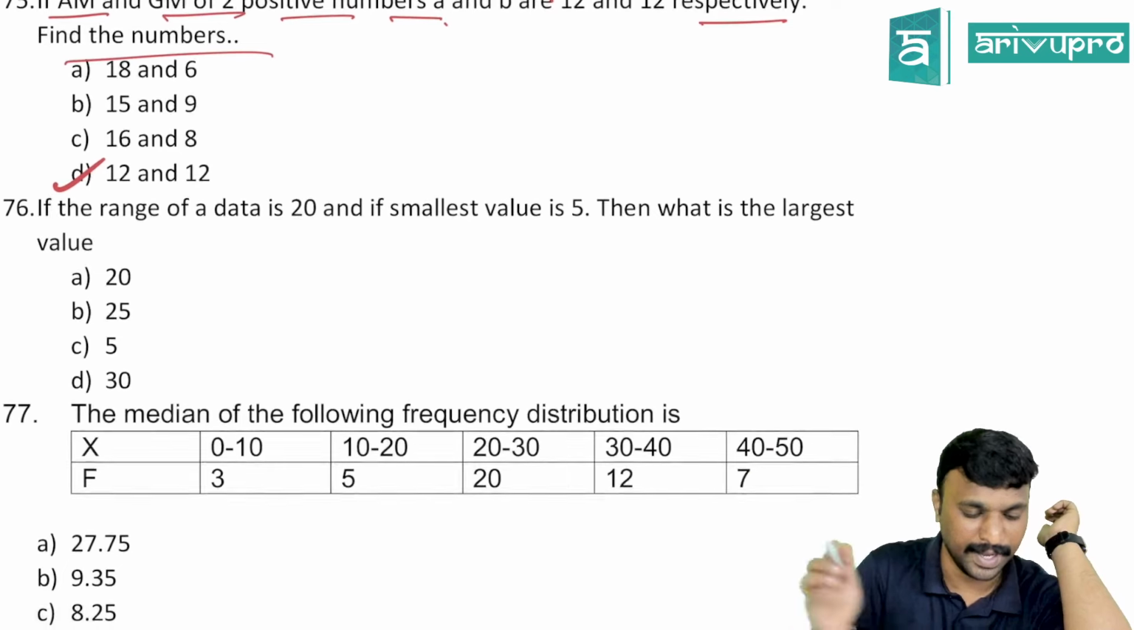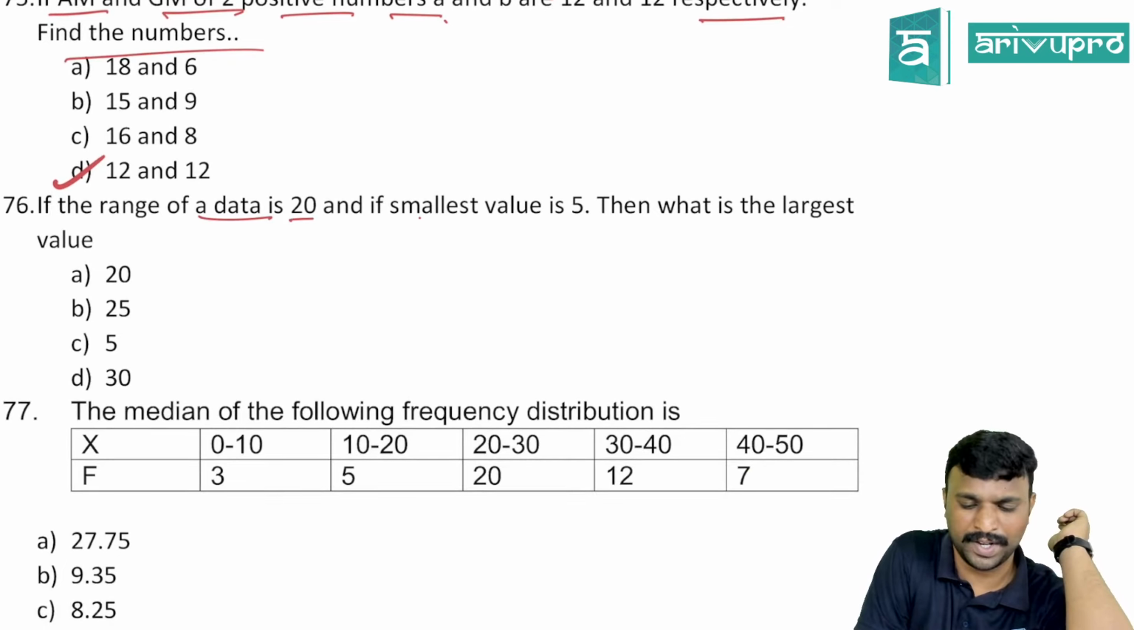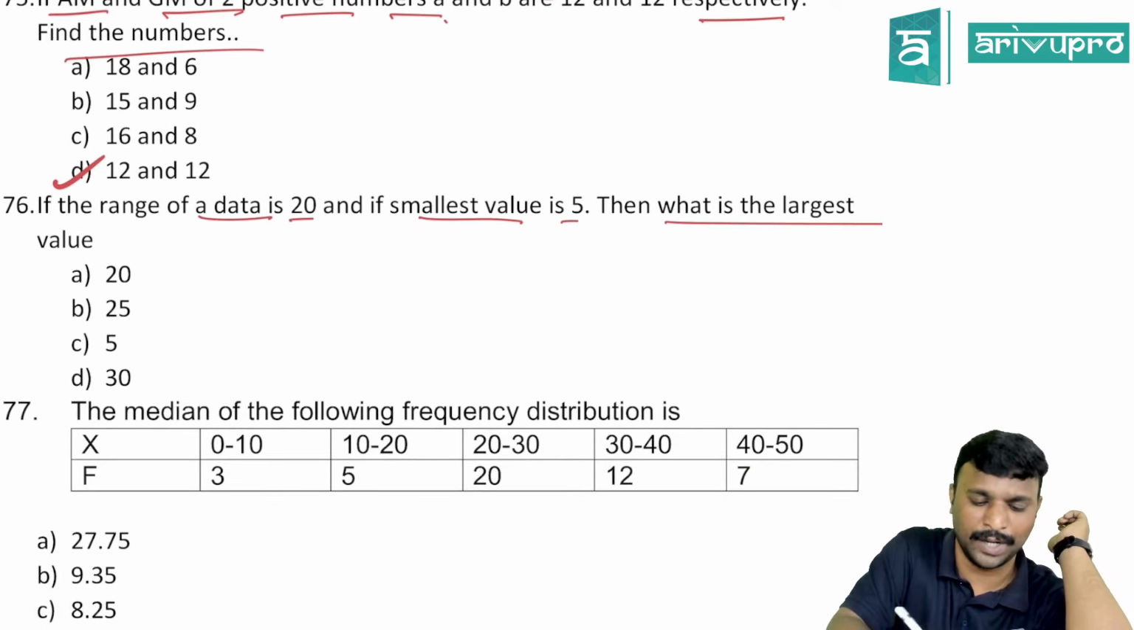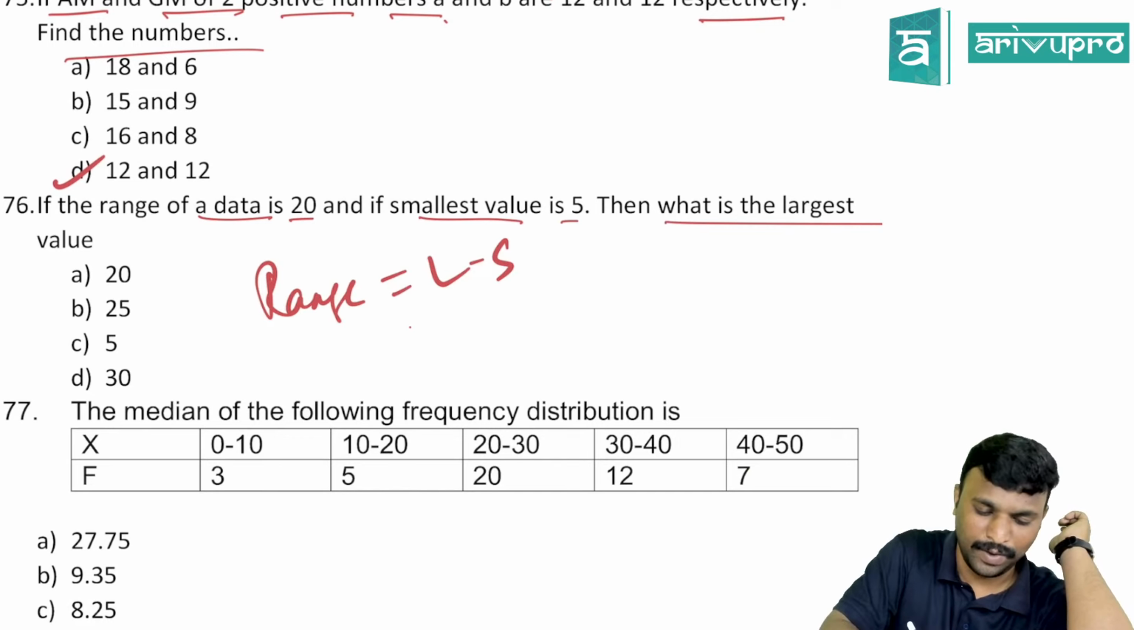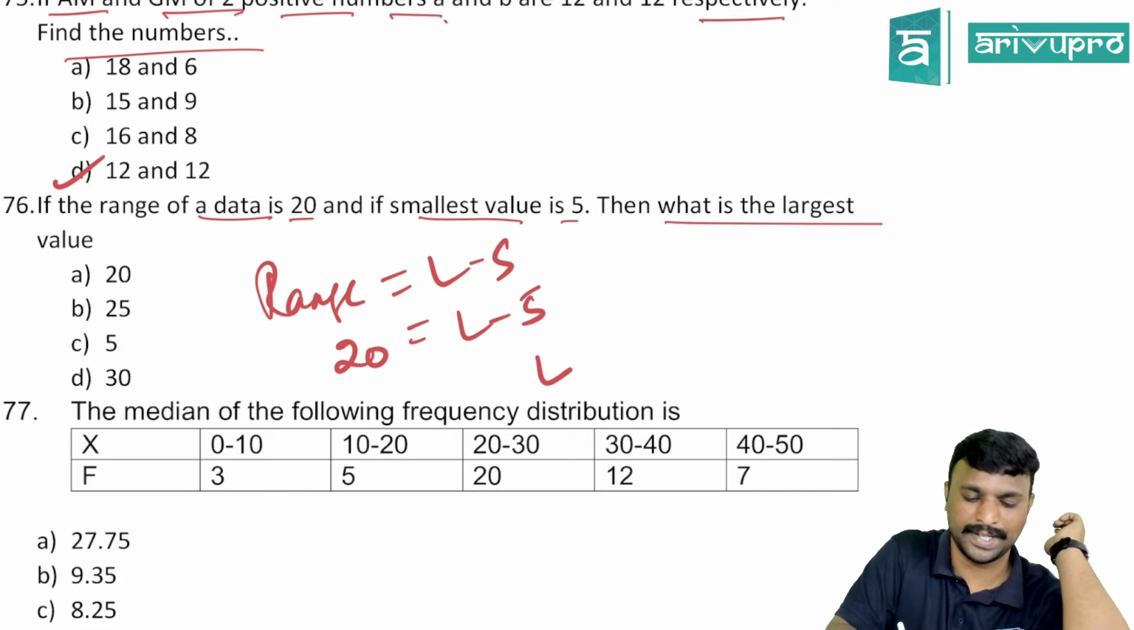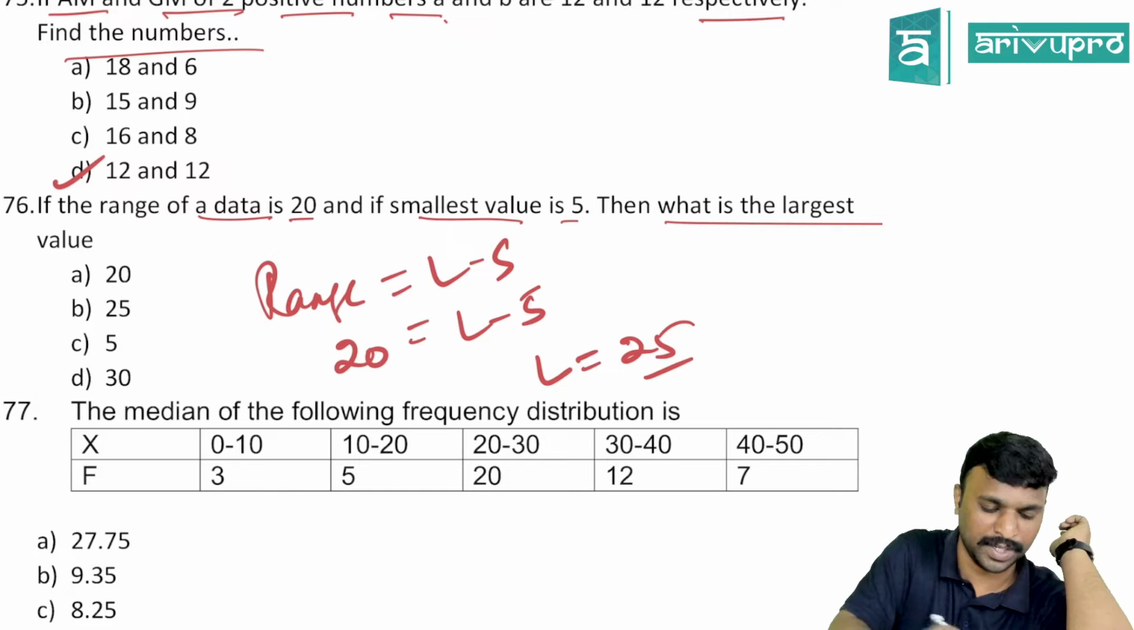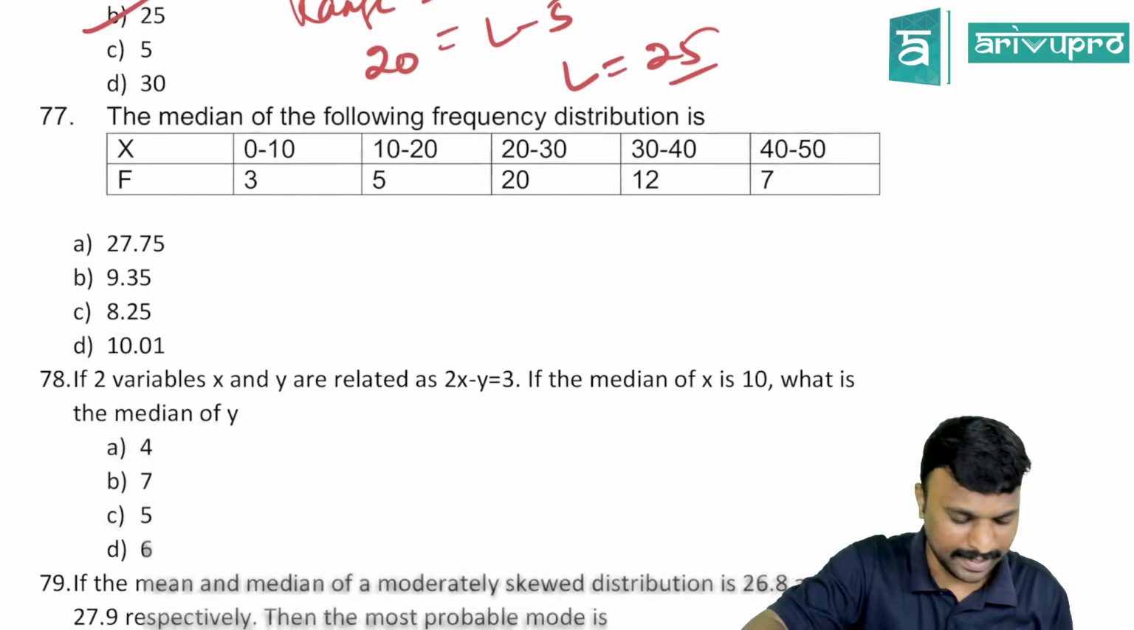That's the right answer. If the range of the data is 20 and the smallest observation is 5, what is the largest value? Guys, what is range basically? L minus S. The smallest is given, smallest is 5, range is 20, so the largest observation is 25. Option B is the right answer. Guys, let's move on to the next one.